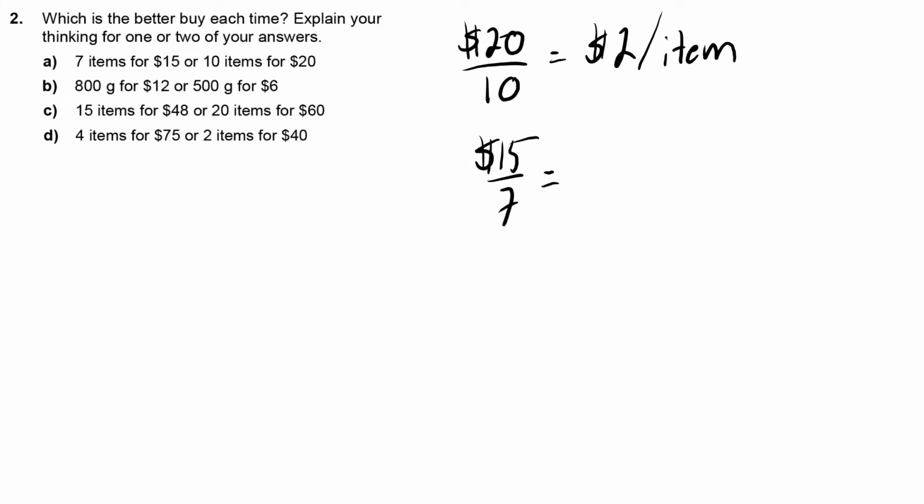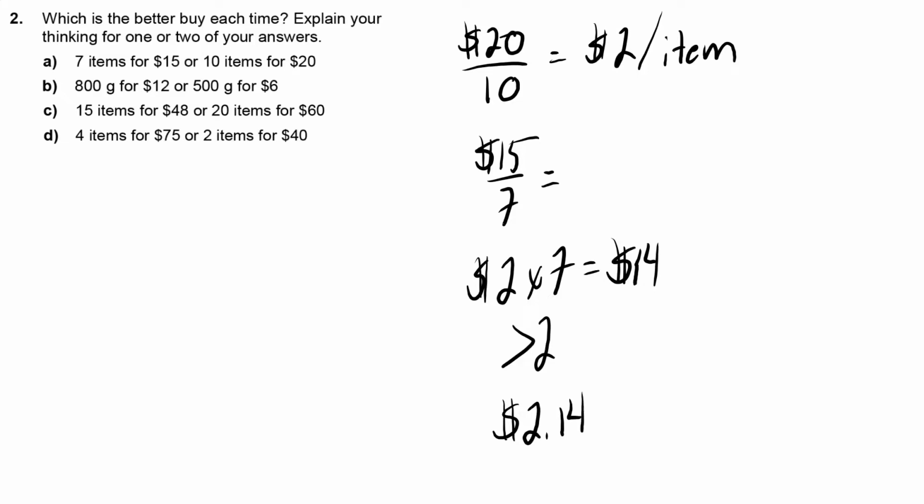So without having to do the math specifically, I can think about if I had $2 times 7, that would only be $14. So I know that in this case, it's telling me I've got 15. So in order to get from 7 up to 15, I'm going to have to multiply by something greater than 2. And if I did the math exactly, 15 divided by 7 would come out to $2.14. So in this case, the 10 items for $20 is a better deal than 7 items for $15.